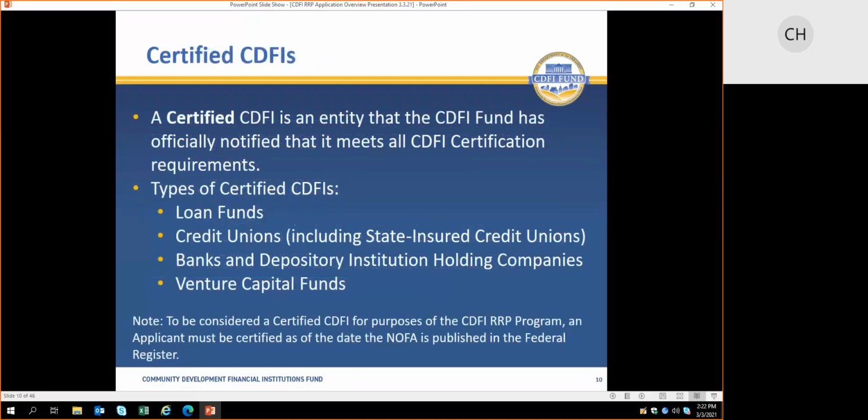This, again, should be familiar to most of you. A certified CDFI is an organization that the CDFI Fund has officially notified that it meets all CDFI certification requirements. Certified CDFIs can fall within a variety of categories of financial institution types, including loan funds, credit unions, both federally and state insured, banks and depository institution holding companies, and venture capital funds. And again, as I said a couple of slides ago, organizations are required to have been certified as of February 26th in order to be eligible to apply for RRP.